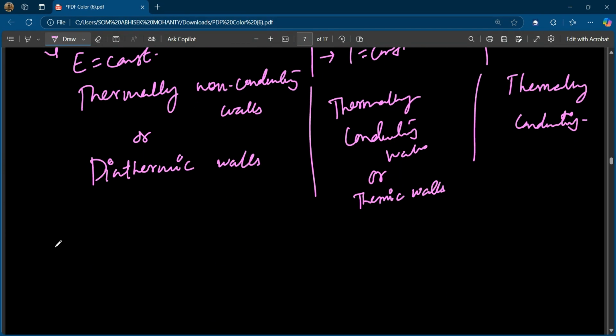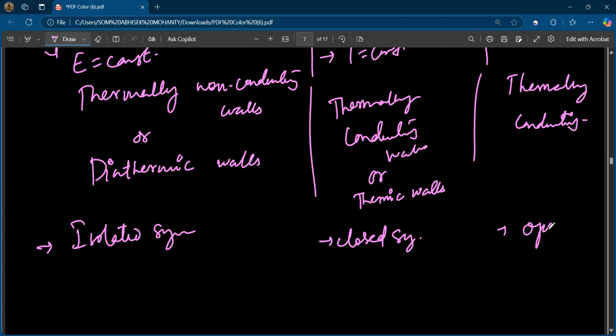Another point we can add: this is an isolated system, this is a closed system, and this is an open system. So these are the differences. Please remember the differences.